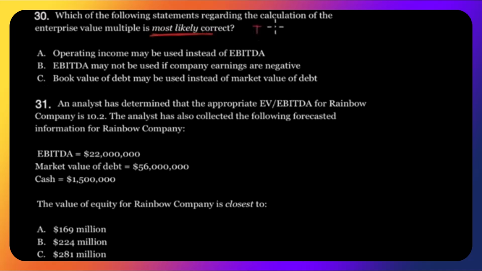Which of the following statements regarding the calculation of the enterprise value multiple is most likely correct? So we're looking for a true statement here. We'll get rid of falses. Operating income may be used instead of EBITDA. That is true. EBITDA may not be used if company earnings are negative. That's false.